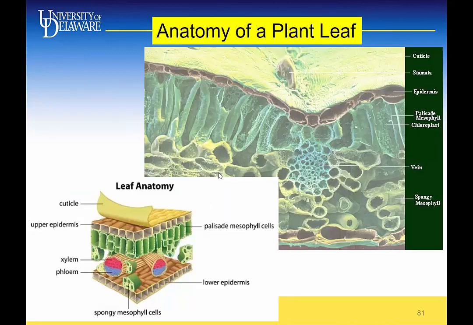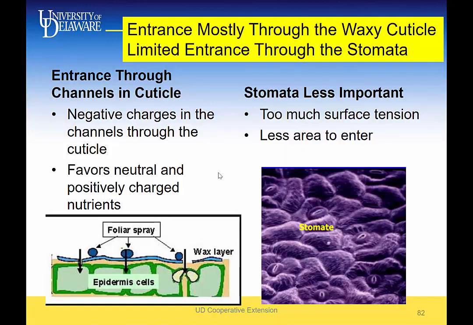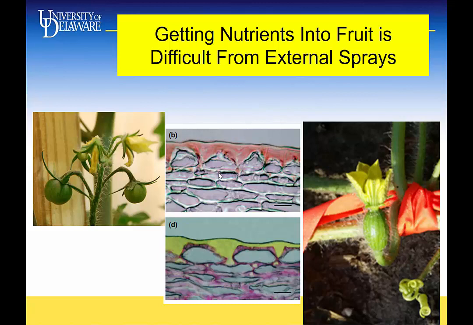So the question is, where does that nutrient get into the leaf? You're applying it to the leaf. It doesn't go through the stomates. It goes through channels within the cuticle. And so as these negative charges in the channels can allow positive ions to get through, it favors neutral and positively charged nutrients. And so you can see here some of those channels that will allow that.